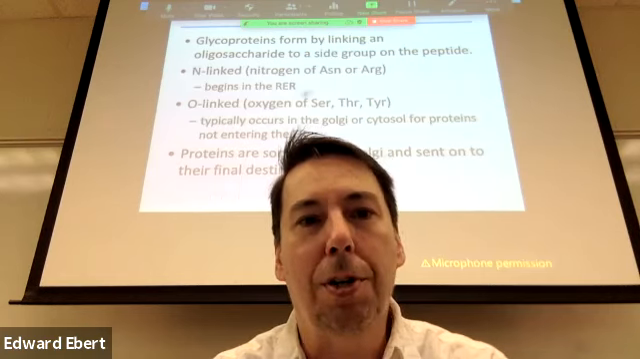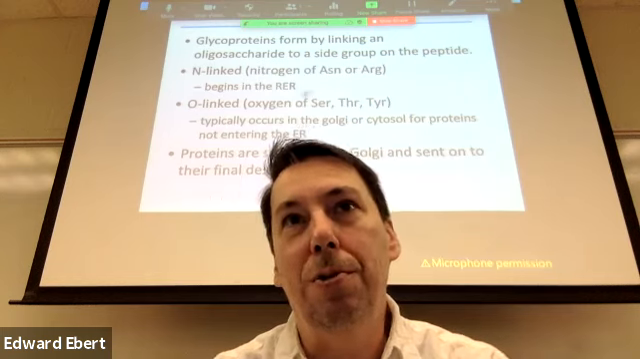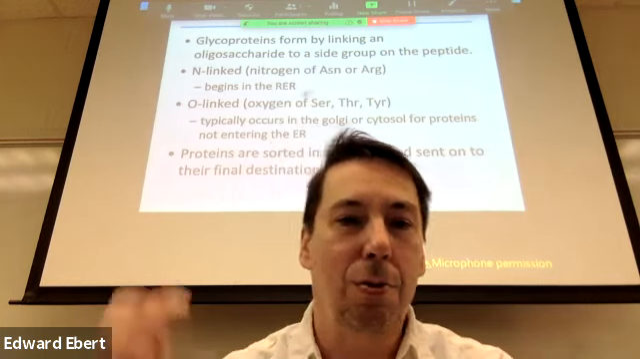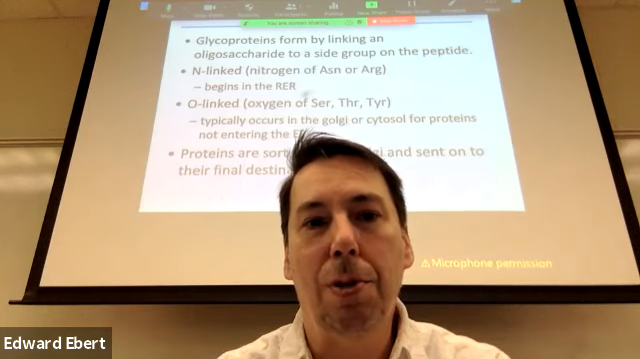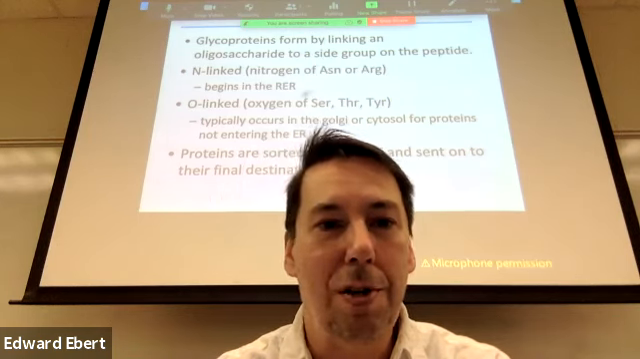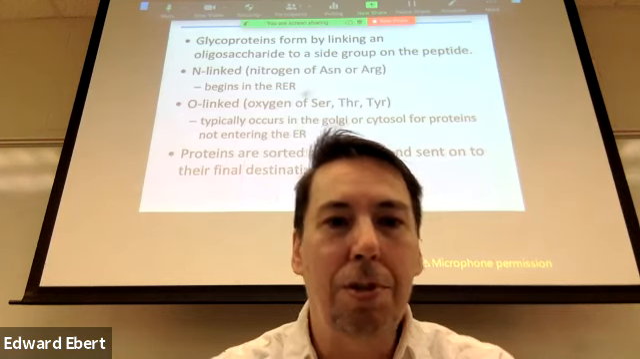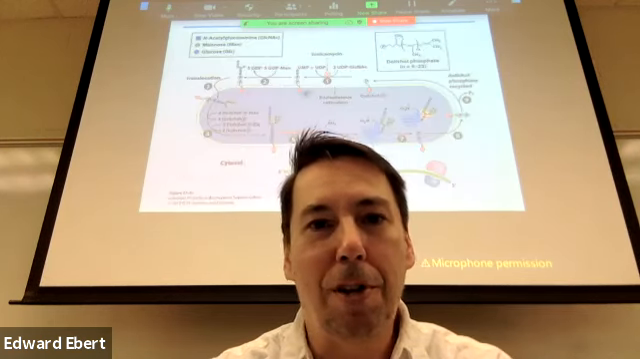rough endoplasmic reticulum. O-linked will bind to either serine, threonine, or tyrosine because those are the ones that have hydroxyl groups on their side chains. And this typically occurs in the Golgi for proteins that don't go to the ER. Proteins are sorted out in the Golgi and sent on to their final destinations.